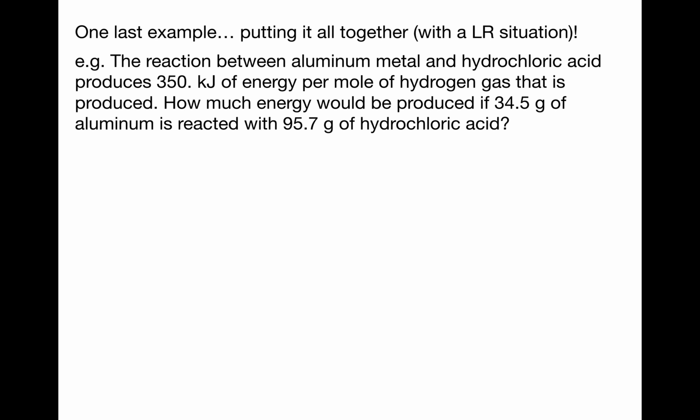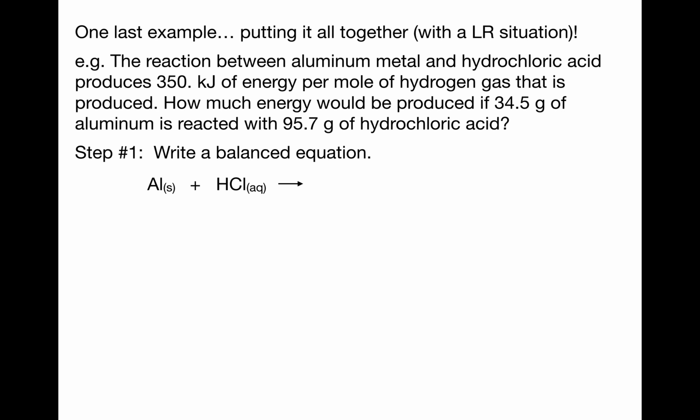The first step in every single stoichiometry calculation is to write yourself a balanced equation. In this particular case, you are told that the reactants are aluminum metal, which is a solid, and hydrochloric acid, which would be aqueous. Those two things are going to go together to create some products. If you look at the type of reactants you have, very clearly you have an element and a compound, so this is a single replacement reaction.